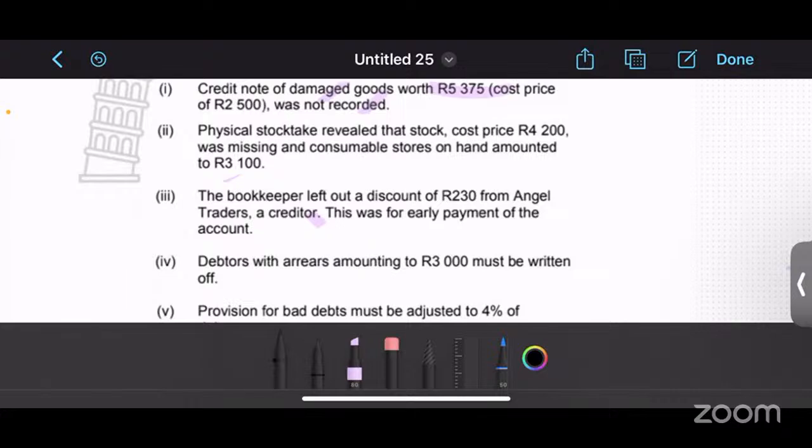Okay, thank you, Naledi. So what I said, guys, is that whenever a customer returns goods, it will decrease the debtors, right? The debtors control account, because now the people that owe you are decreasing. If somebody bought from you on credit, only on credit, not on cash, right?